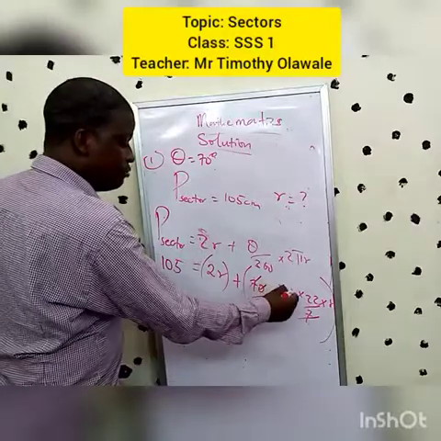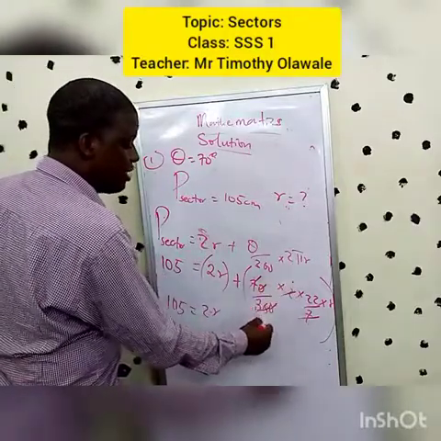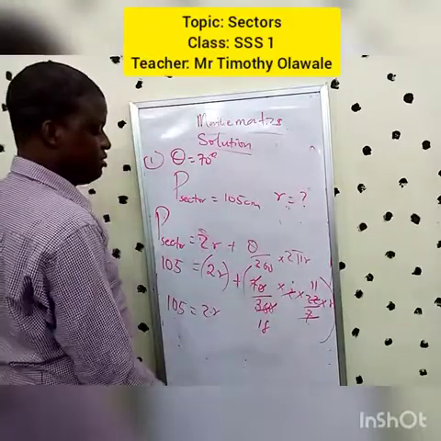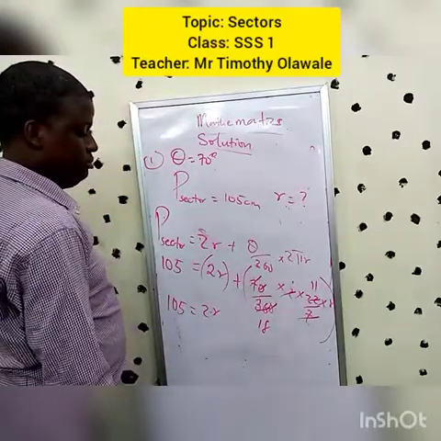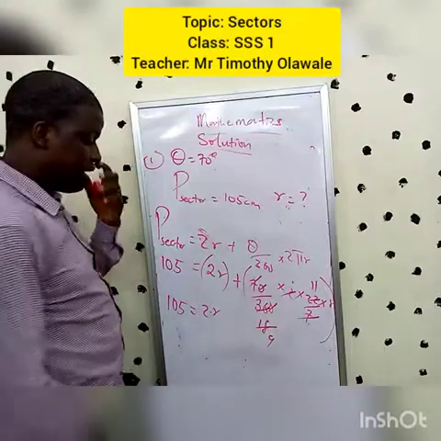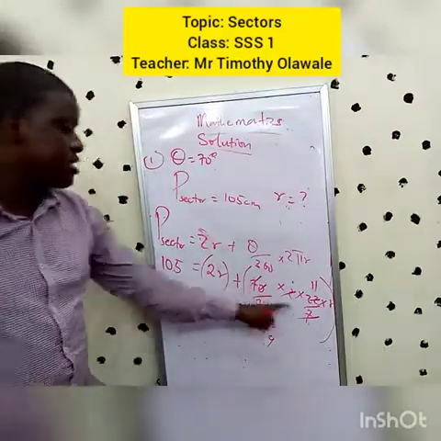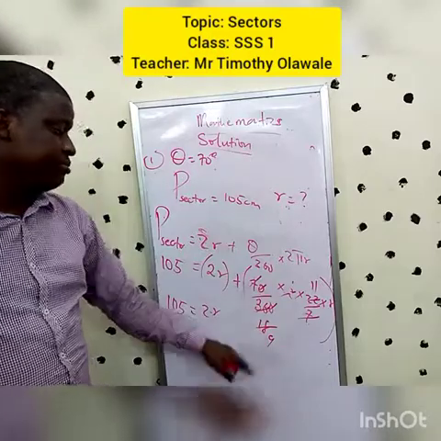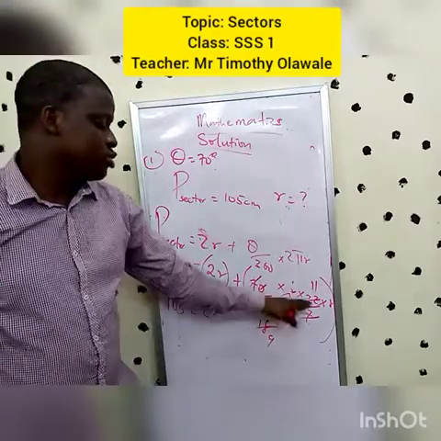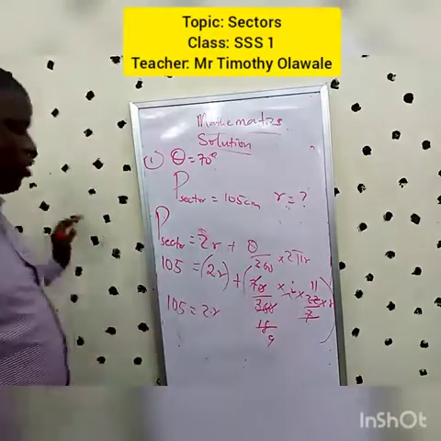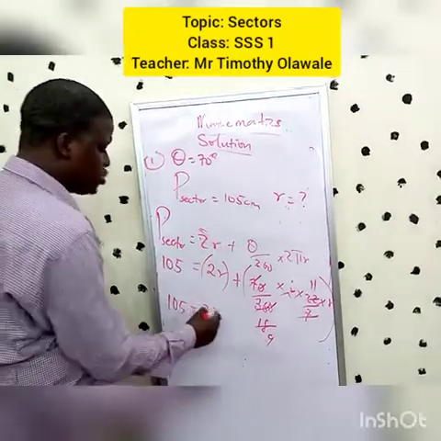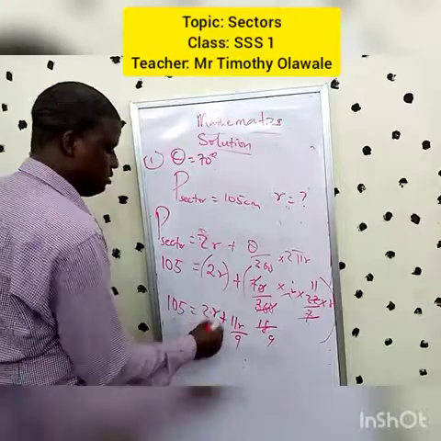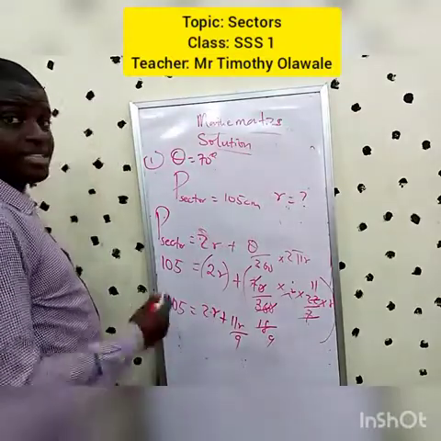2 in 36, we have 18. 2 in 22, we have 11. And 2 in 18, 9. Let me take that again. 0 cancels 0, 7 cancels 7 here. 2 in 36, we have 18. Are you with me? Then 2 in 22, 11. 2 in 18, 9. So what we have left is 2r plus 11r over 9. Is that clear?